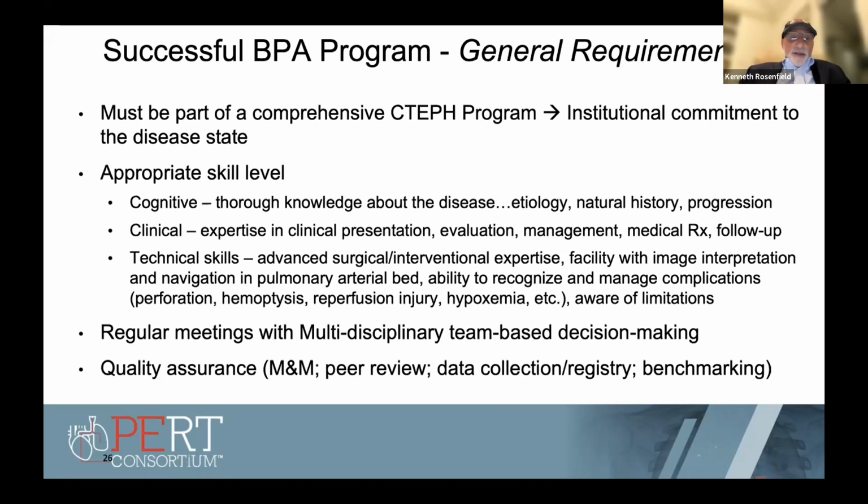So regular meetings with multidisciplinary team-based decision-making is critical. You need to evaluate every single patient on their own merits and make decisions together. And then, of course, quality assurance with M&Ms and peer reviews and collection of your data. If you don't commit to collecting data, participating in your own registry or a shared registry, which we'll talk about starting, by the way, or we've already been discussing this at length, this group, then you shouldn't be doing it. And then benchmarking against the rest of the world.